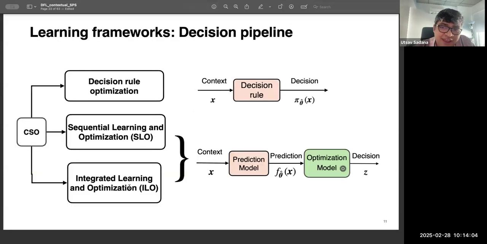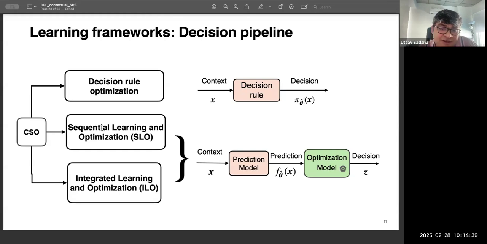So in our survey, we identify three different frameworks for learning policies from data. The first one is decision rule optimization or policy optimization. So you take as input x. Suppose you have learned a decision rule which is parameterized by theta, and you found that the optimal theta is theta hat. At the time of decision, you plug this x into your policy, and this gives you the decision that you should make.